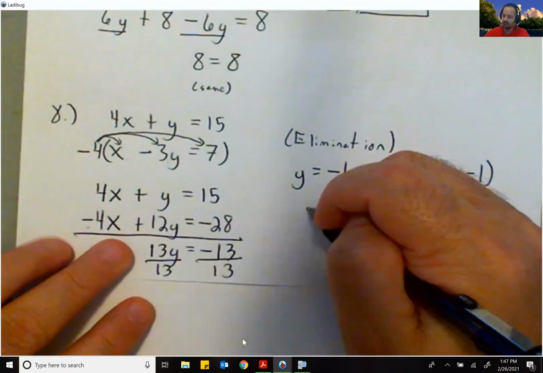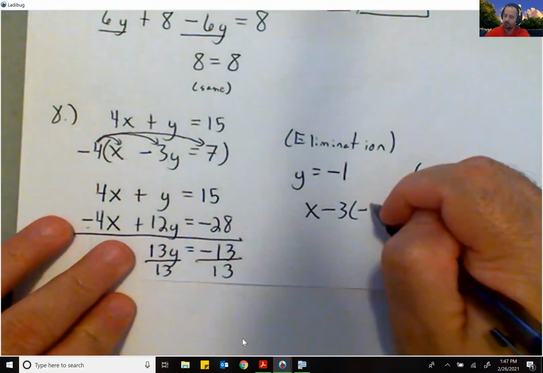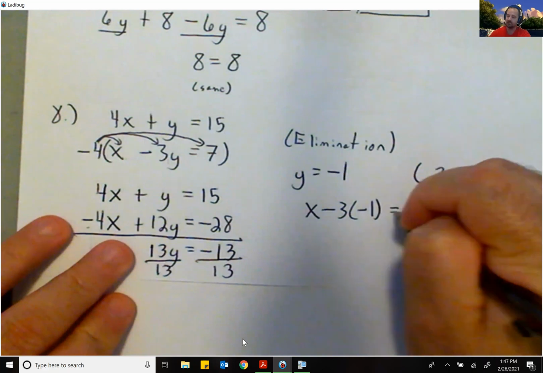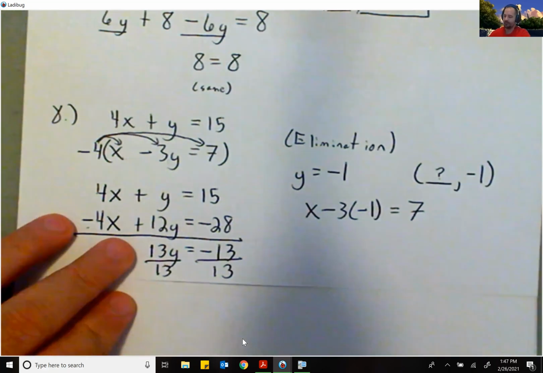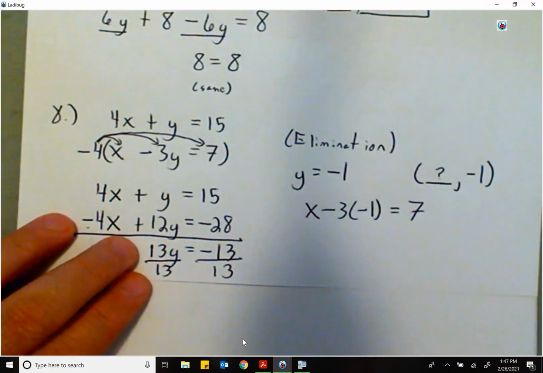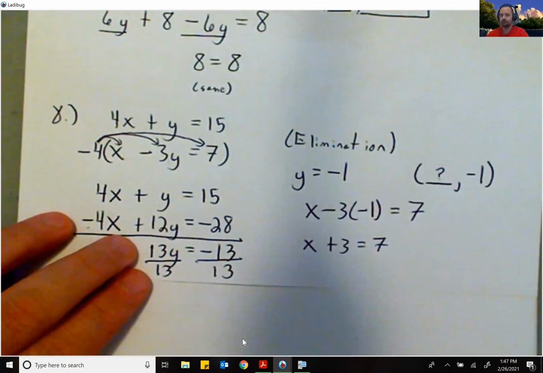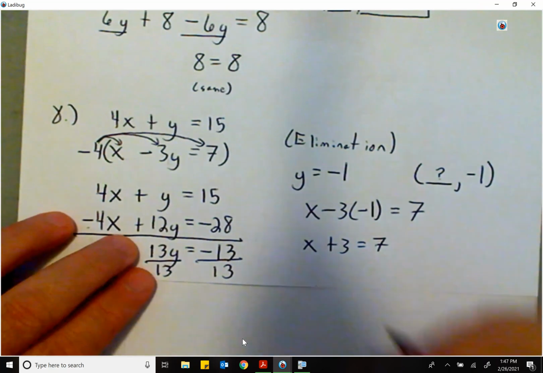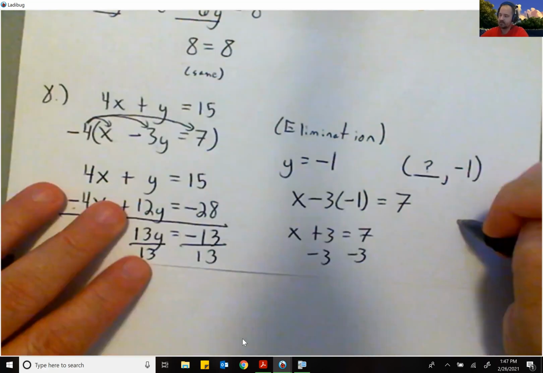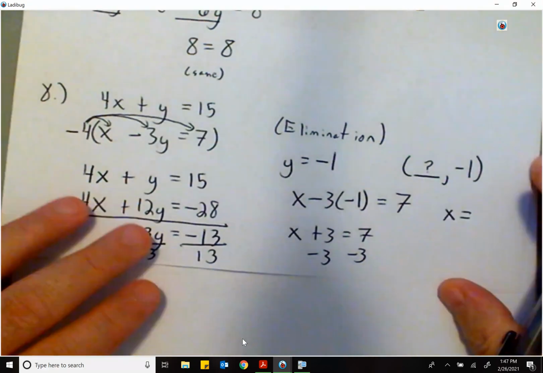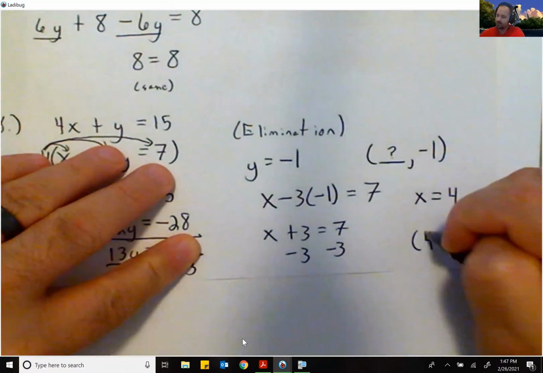So we got x minus 3 times our y value, which is -1, equal to 7. What's a -3 times a -1? Positive. So we got x plus 3 equal to 7. Now what? Subtract 3. Minus 3. And we now know that x is equal to 4. And we now know that the solution is 4 comma negative 1.